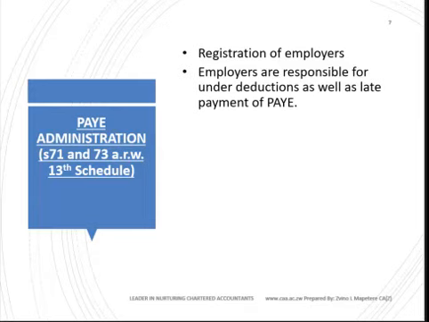Secondly, it also tells us that employers are the ones who are responsible for any under-deductions or late payments of pay-as-you-earn. This leads us to understand what we call the final deduction system, i.e. the responsibility of paying pay-as-you-earn is not on the employee, but as per section 71 and 73, this responsibility is put on the employer.